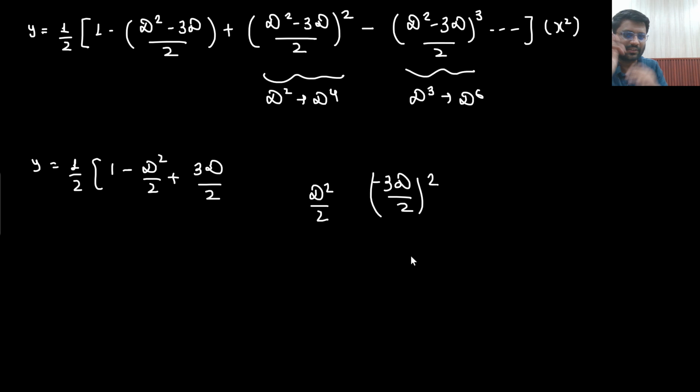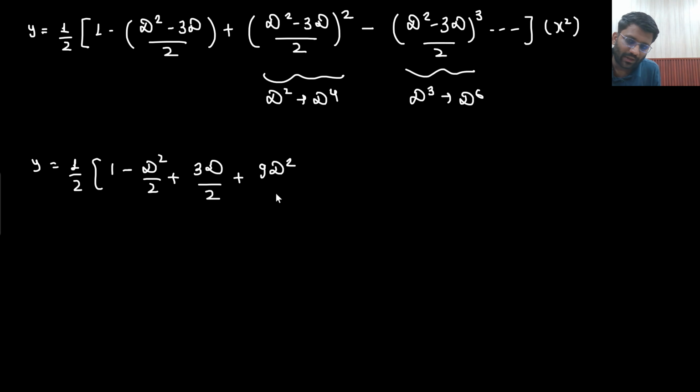So, sir, what I will do? A square plus b square plus 2ab. So, 2ab will give me d square into d, that will give me d cube. And square of d square will give me d to the power 4. So, d to the power 2 only I need, that will be 9d square by 4. Say yes or no. So, that will give me 9d square by 4. That's it. X square. Understandable?